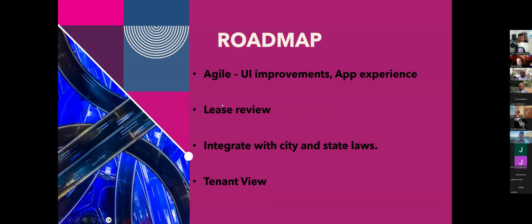Longer term, this is my roadmap. What we saw was the MVP. Longer term, you can improve the UI and the app experience. You can provide lease reviews to make sure that the lease is following the right terms. You can make it agentic and integrated with city laws and all that to make sure that the leases are fair. And then, like I mentioned, this can also provide a tenant view.